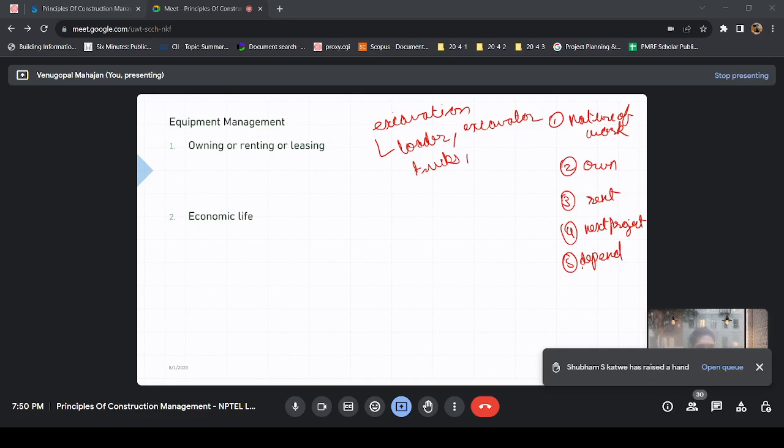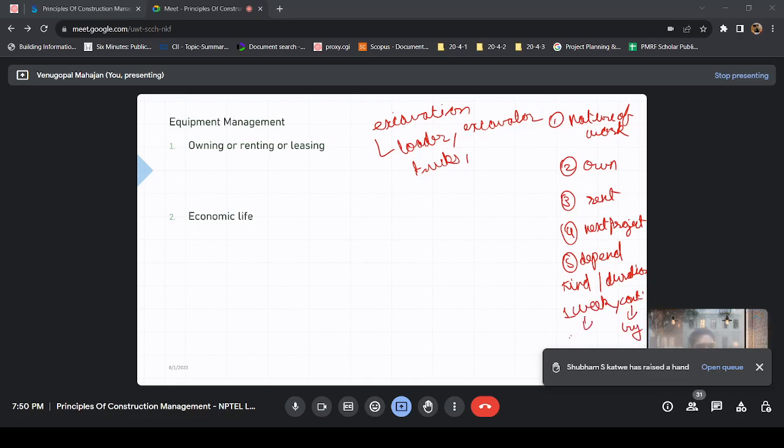If it is less than a week, then we will rent, sir. More than a week, then we may go for lease, sir. If it is continuous work, then we may buy it, sir. Okay, continuous work, then buy it.